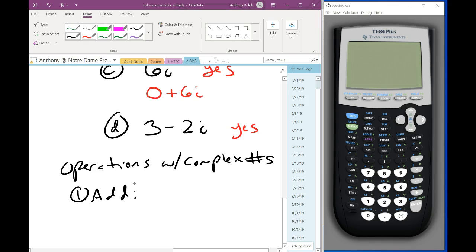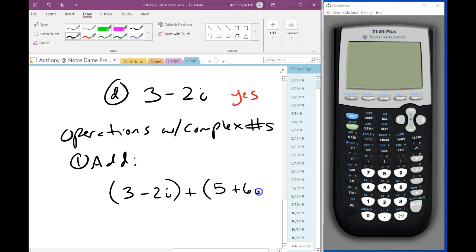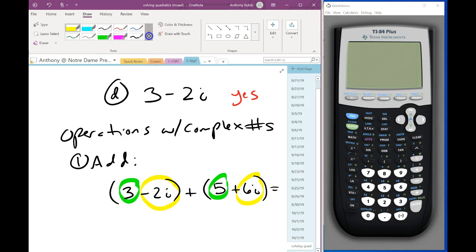So the first thing we'll talk about is adding two complex numbers. What if I have the complex number 3 minus 2i, and I want to add it to the complex number 5 plus 6i? How would you hope that we add these things together? How would you want them to add together? Exactly the way it's going to work.